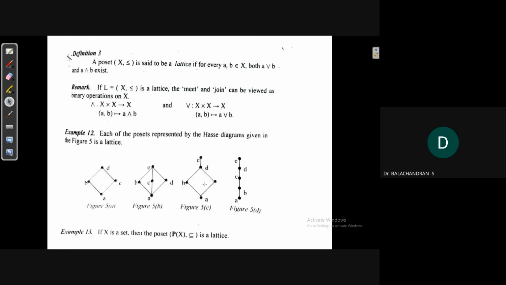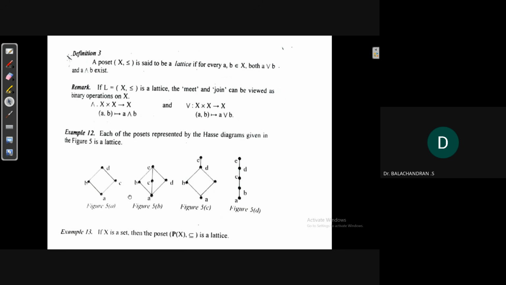Okay. Next, definition of lattice. A partially ordered set, or poset, X, less than or equal to, is said to be a lattice if for every a, b in capital X, both the least upper bound of A and B, which is the notation A join B, and the greatest lower bound of A and B exist. Now look at this diagram. You can check in your free time. Each of the following posets represented by the Hasse diagram given in figure 5 is a lattice.